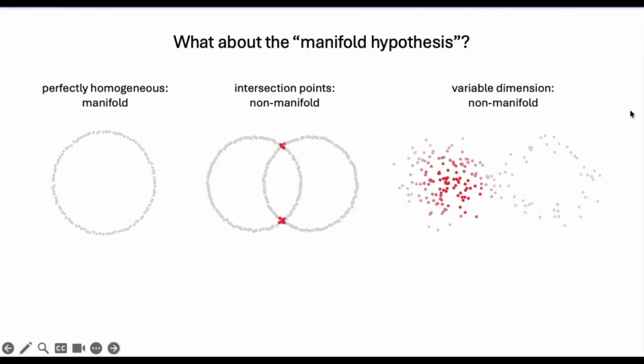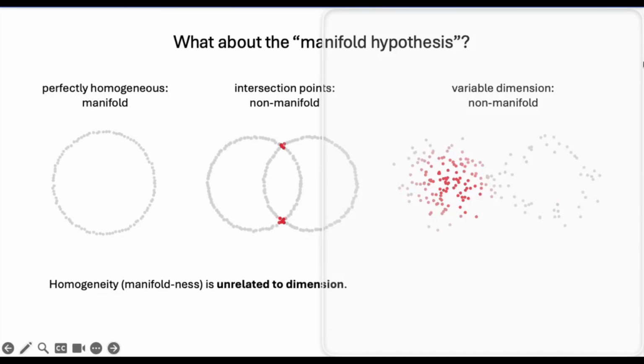And similarly, if you have variable dimension like this, you can see it's 2D on the left and 1D on the right. This is also something that manifolds are not able to have. Separate from the dimensionality question, whether it's a manifold or not is really a statement about homogeneity, and that is unrelated to dimension. You can have very high dimensional manifolds, like a million dimensional sphere. It's a manifold because it's homogeneous, but it's not low dimensional.